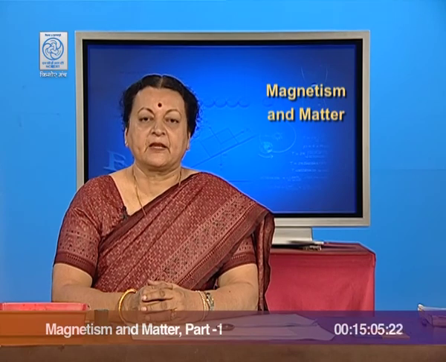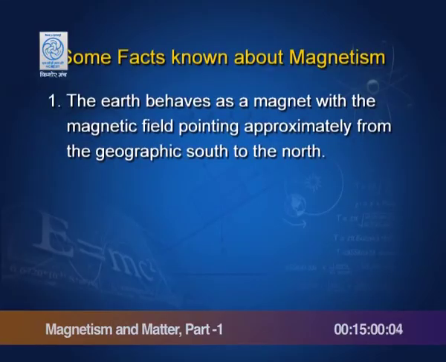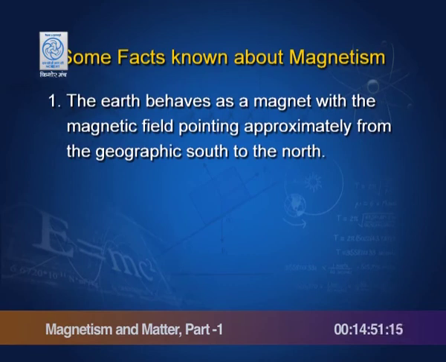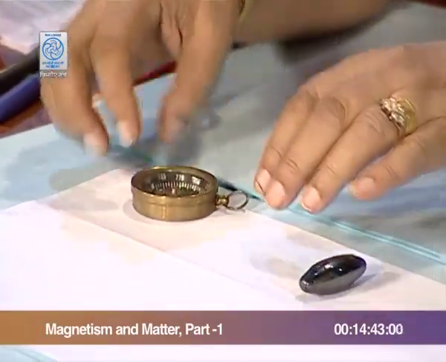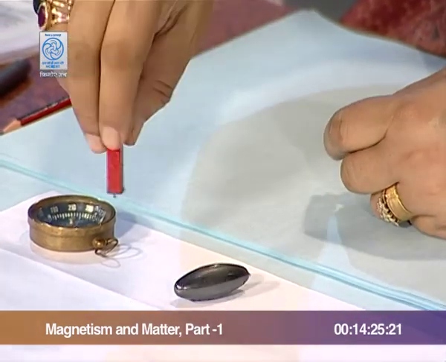Some basic properties of magnets are that the earth behaves like a magnet and it has its field directed from the geographic south towards the north. If you have a freely suspended magnet like this compass needle, the end that points towards the north is called the north pole and the south seeking pole is called the south. Like poles of a magnet repel each other and unlike poles attract.